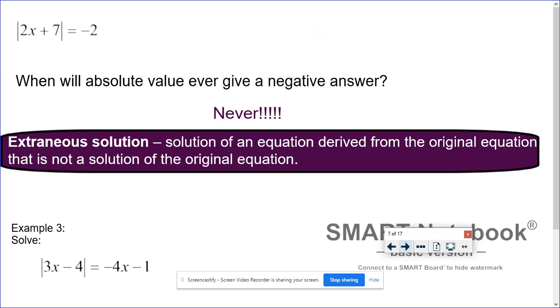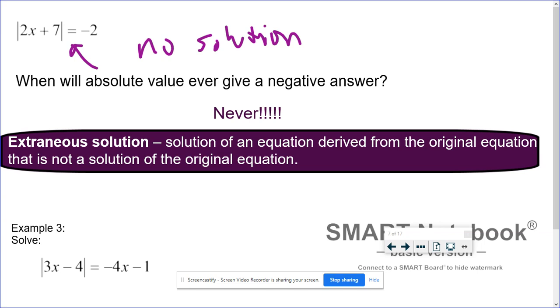So quite simply, when will an absolute value ever give a negative answer? The answer is never, okay? So if you get something like this one, it's simple. It's just no solution, okay? That can't be, right? The absolute value of 2x plus 7 cannot equal negative 2. So what that means is there is no value of x that will make that true. The whole thing is no solution, right?